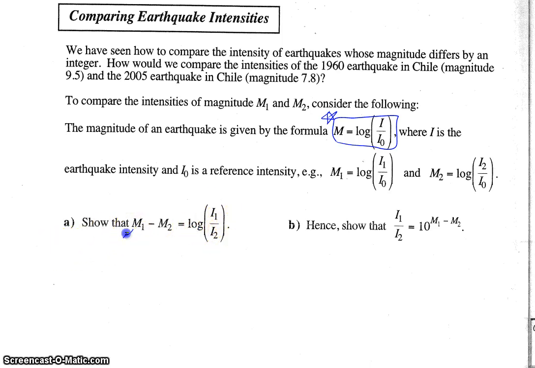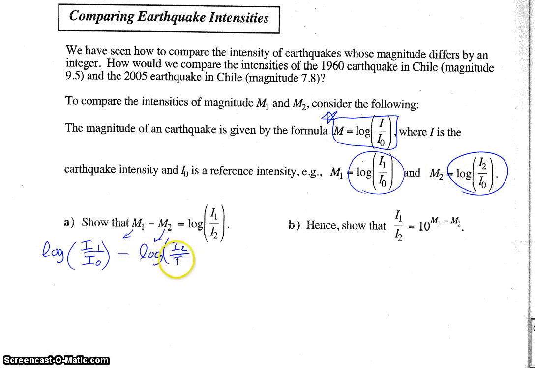First of all, we could replace M1 with what it equaled, so log of I1 over I naught, or I subscript 0, minus, and M2 is equal to log of I2 over I naught. Now let's work with that and see if we can get it to look like the right-hand side of the equation. Okay, let's think.